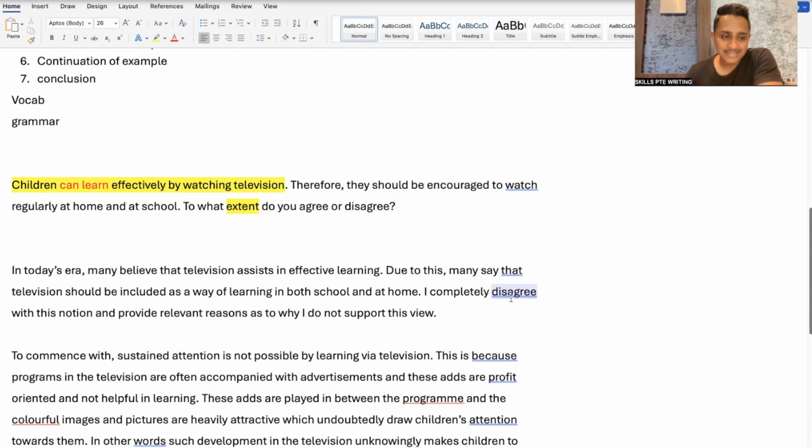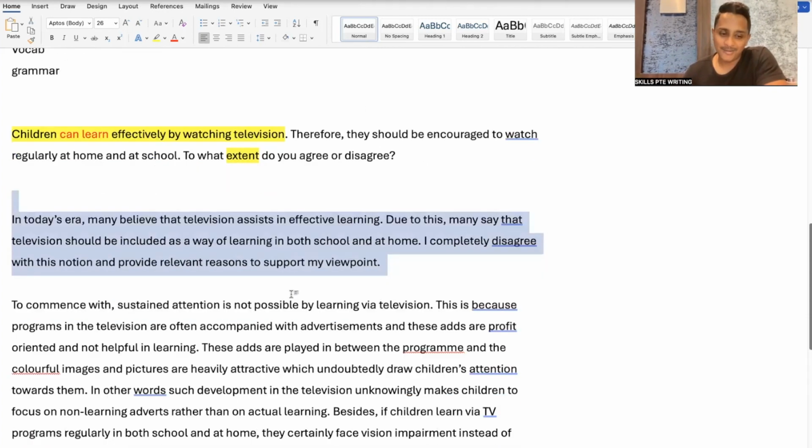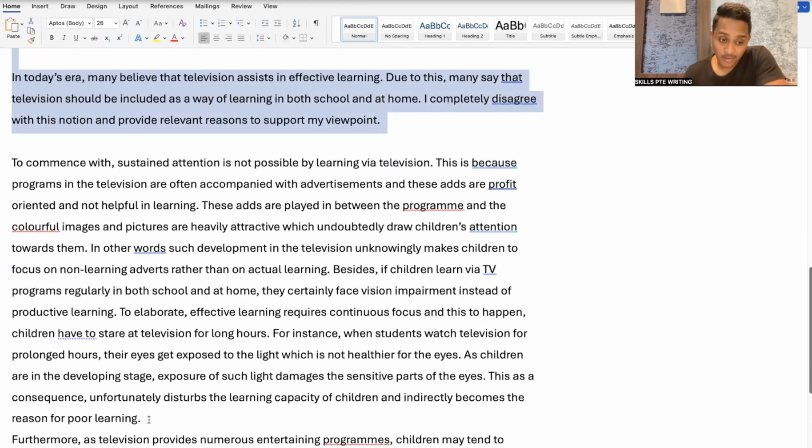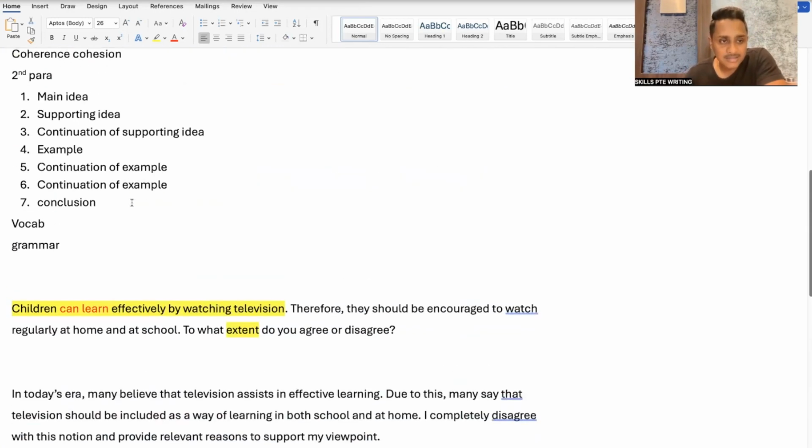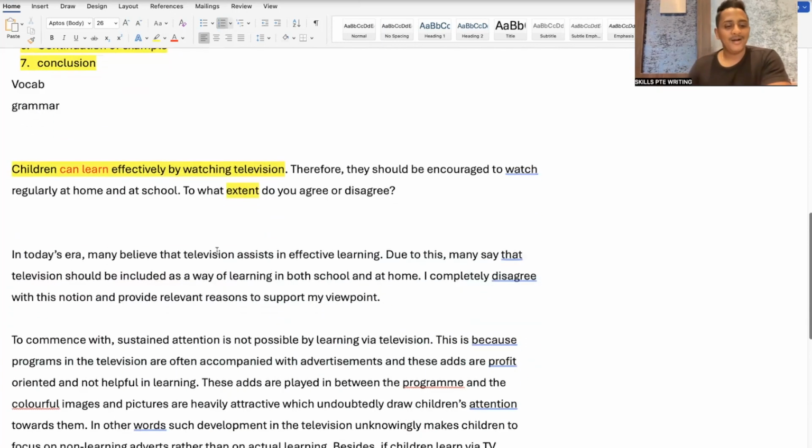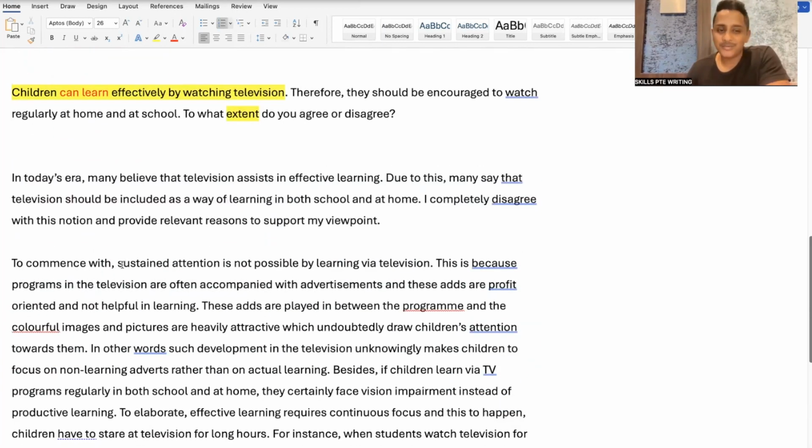I completely disagree with this notion and provide relevant reasons to support my viewpoint. Done and dusted. This is fine. Now, this is the thing. Okay, she has written really long, so I'm expecting this is written correctly. Okay, what's our main idea? To commence with, sustained attention is not possible by learning via television.